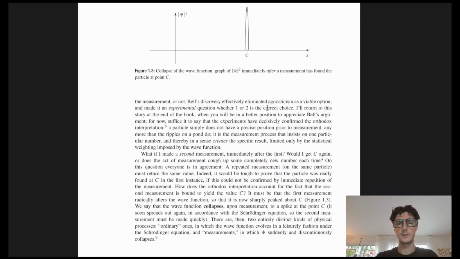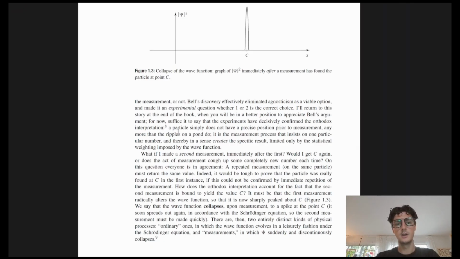Bell's discovery effectively eliminated agnosticism as a viable option and made it an experimental question whether 1 or 2 is the correct choice. I'll return to this story at the end of the book, when you will be in a better position to appreciate Bell's argument. For now, suffice it to say that the experiments have decisively confirmed the orthodox interpretation.